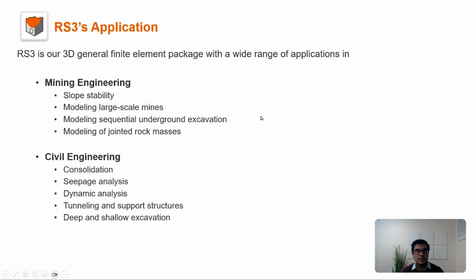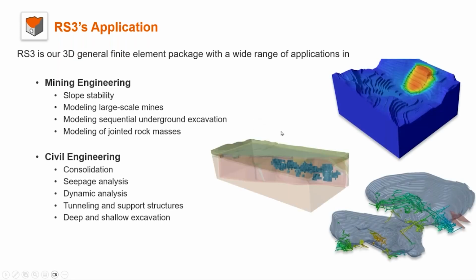RS3 is our 3D general finite element package, which has a wide range of applications in mining and civil. In mining, you can do slope stability, model large scale mines, and do sequential underground excavation. Last year, we introduced a feature called DFN, discrete fracture network. So if you have a densely jointed rock mass, you can simply, with just a few clicks, define this joint distribution and assign it to your model.